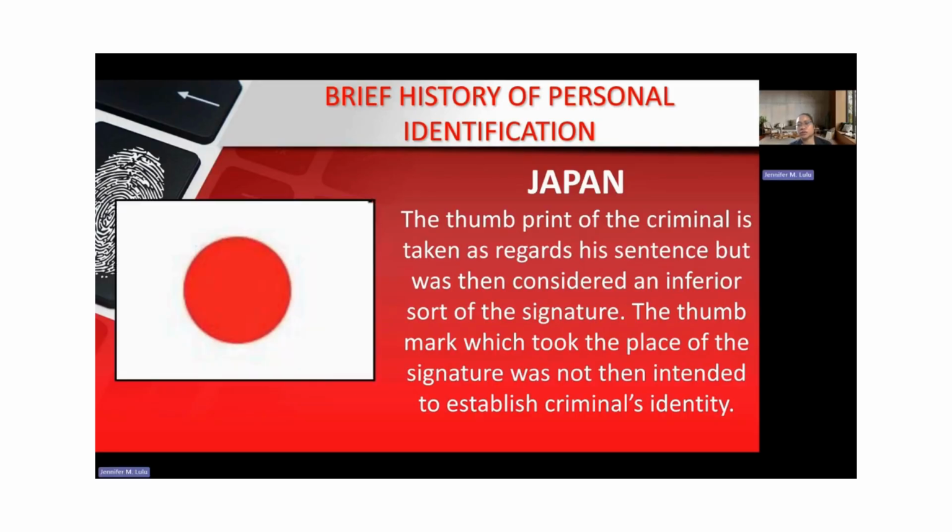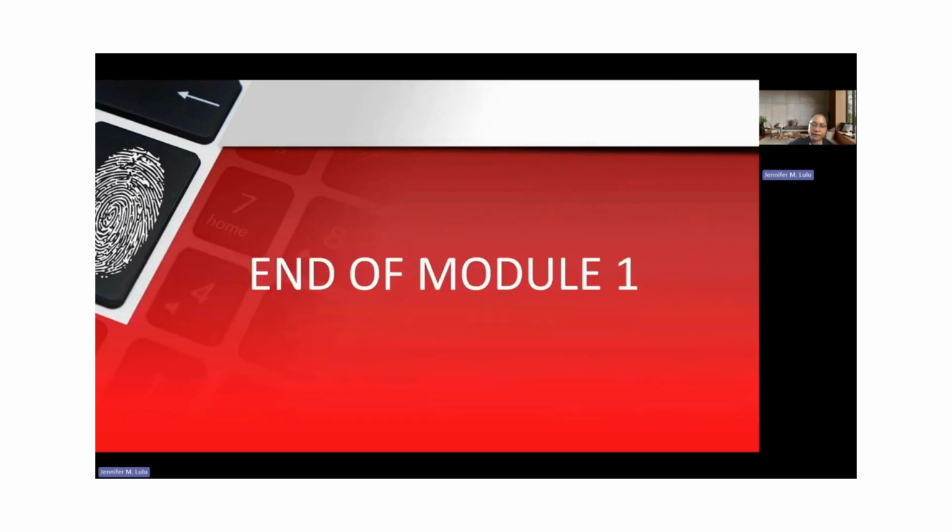Then from Japan, the thumbprint of the criminal is taken as regards sentence but was then considered an inferior sort of signature. The thumb mark which took the place of a signature was not then intended to establish the criminal's identity.